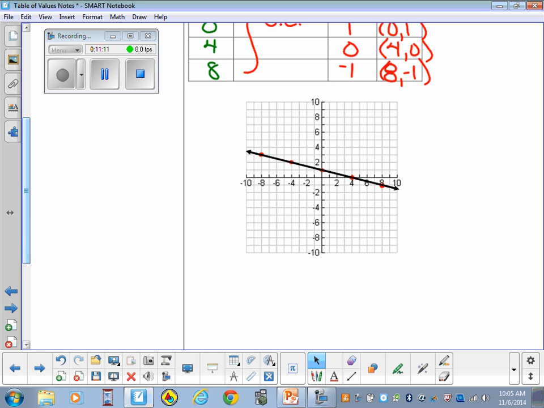What is the y-intercept of this line? Matthew? 1. Our y-intercept is at 0, 1. What about the x-intercept? Alicia? 4. So 4, 0 is the x-intercept. What is the 0 of this function? x equals 4.